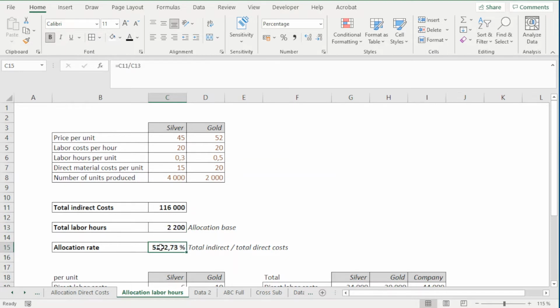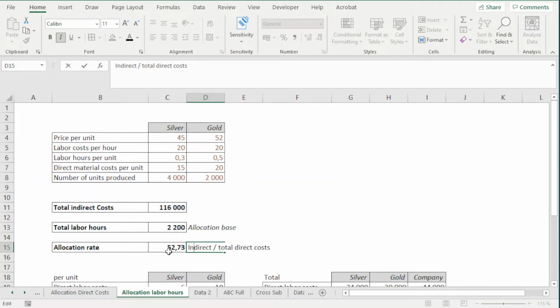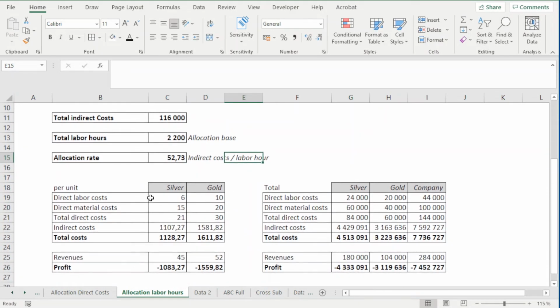Now, what is this allocation rate here? I think we can change the format back to a number. We have here 52.73, and this is basically the indirect costs per labor hour. Then we can go to our tables and have a look at these indirect costs, how they are calculated now.